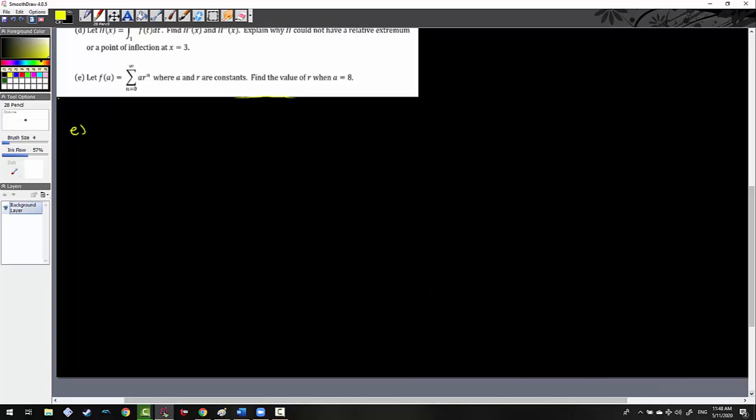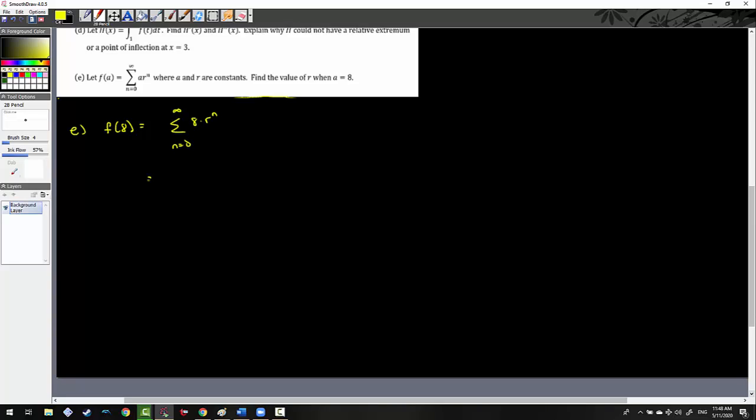Okay, part E. Easily one of the more confusing questions in this FRQ right here, but it says let f of a equal a summation from n equals 0 to infinity of a times r to the n, where a and r are constants. We have to find the value of r when a equals 8. So at the end of the day, our answer is going to be r equals something. So when a equals 8, that really means I've got f of 8 equaling the summation from n equals 0 to infinity of 8 times r to the n.